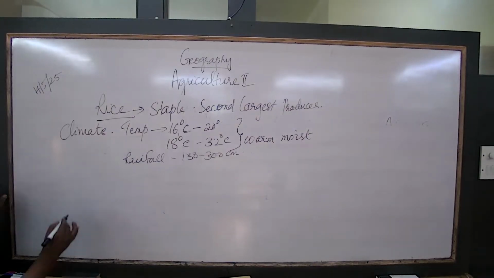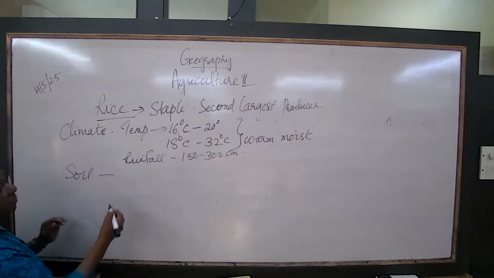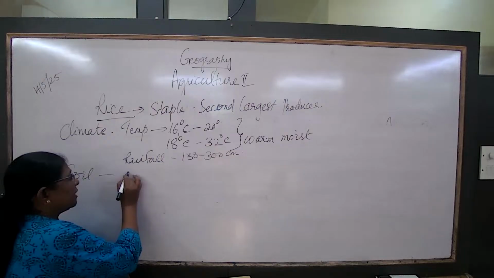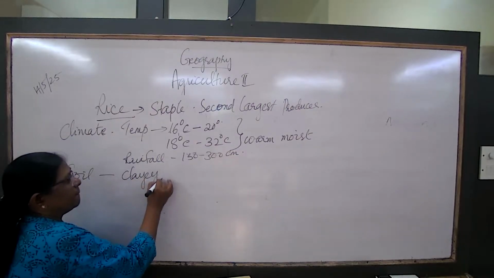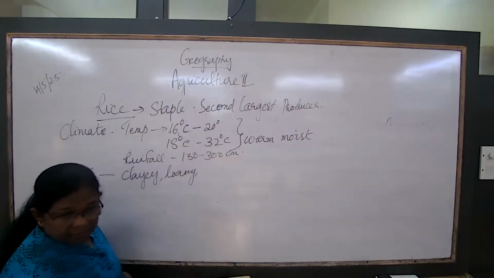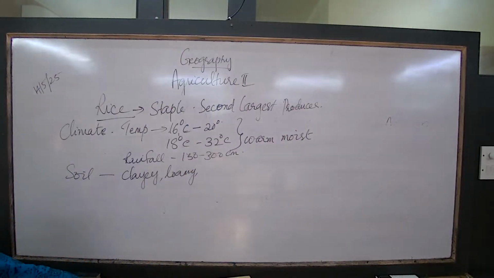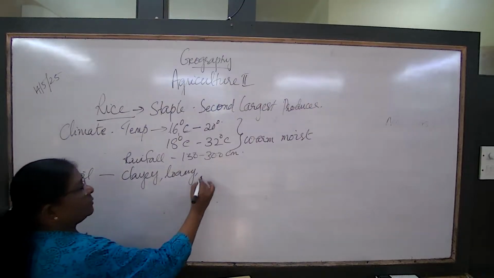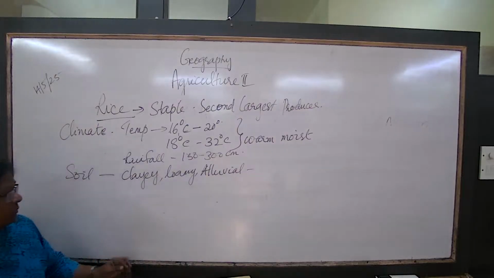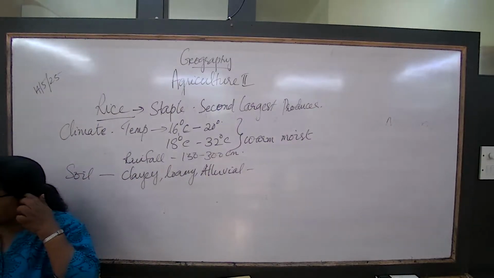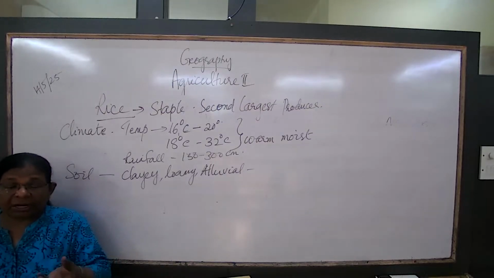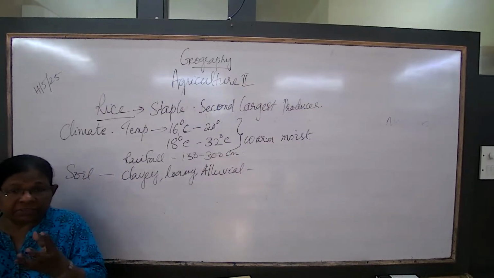Now, what type of soil is required? Soil, you tell. Deep and fertile clay or loamy soil. That is clayey. Then loamy. Alluvial. Okay. What is this clayey soil? Wet clay type. You know, the sticky type.